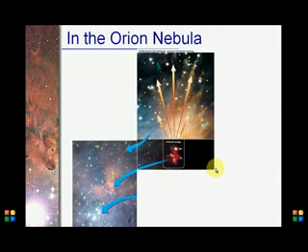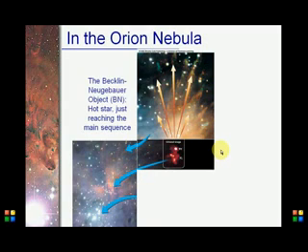So these are nebulae, different nebulas having activity, and protostars and stars forming, and they are going to their main sequence stage.